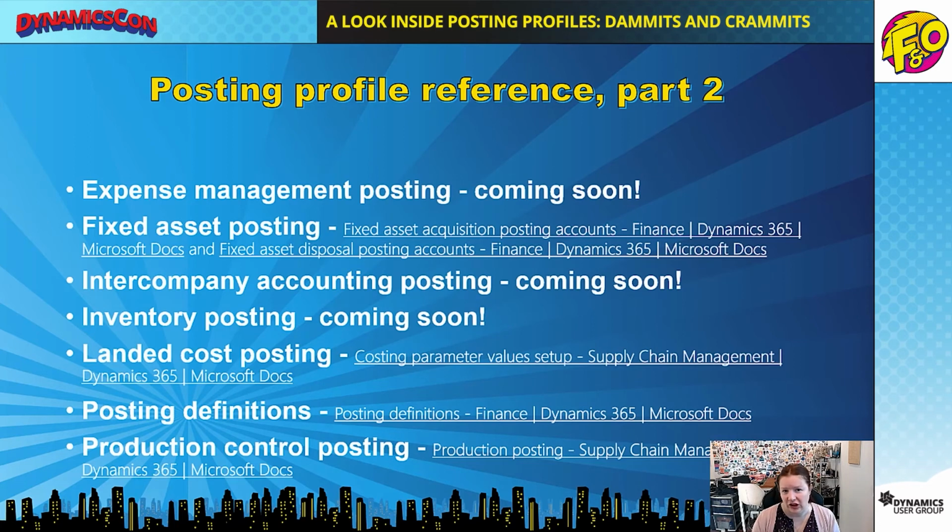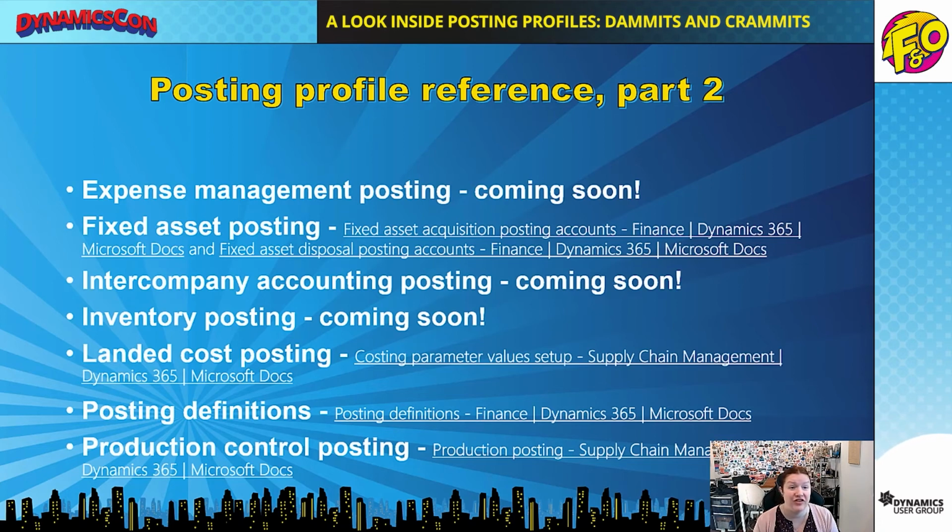On my second page of posting profile references, the first one we have is expense management. There's no pages right now that give you details about how posting works, but in general, it's controlled through the categories, expense categories. So we'll be adding some detailed documentation to explain how that works, along with samples of main accounts and details about the debits or credits for every posting type.